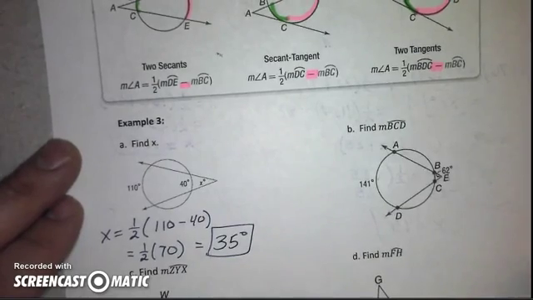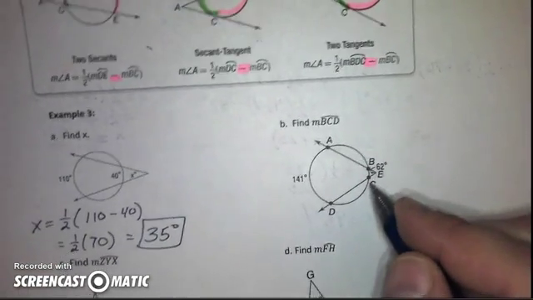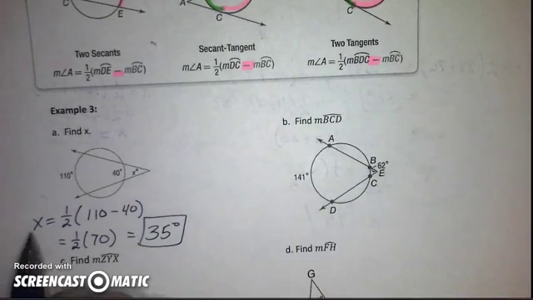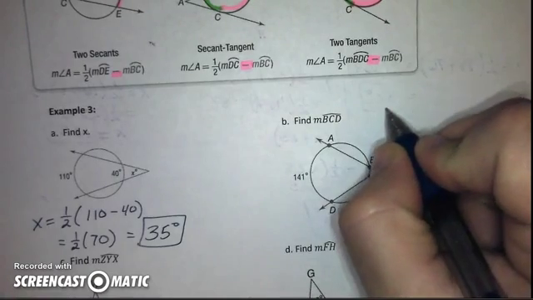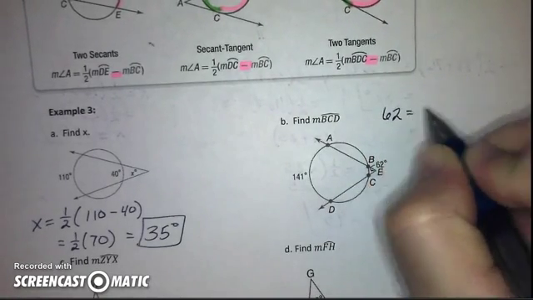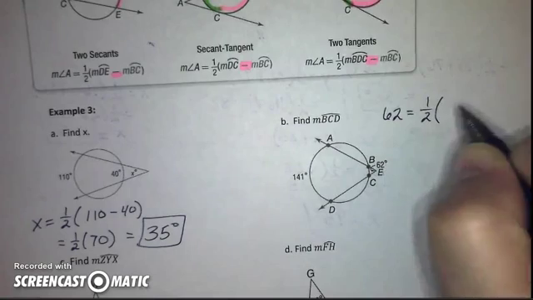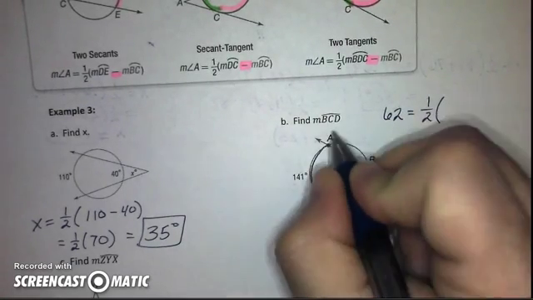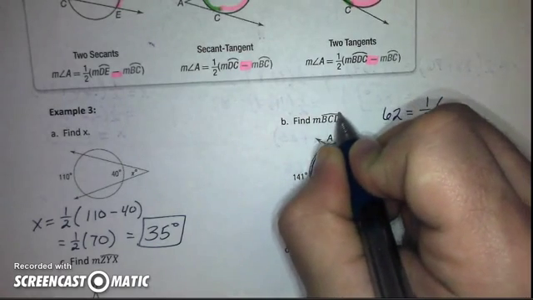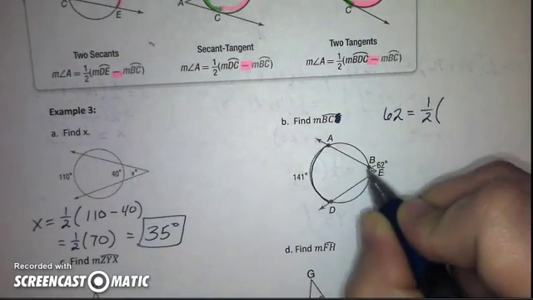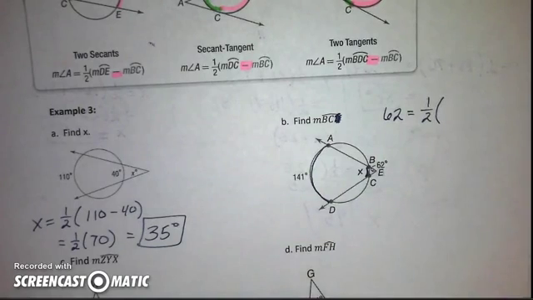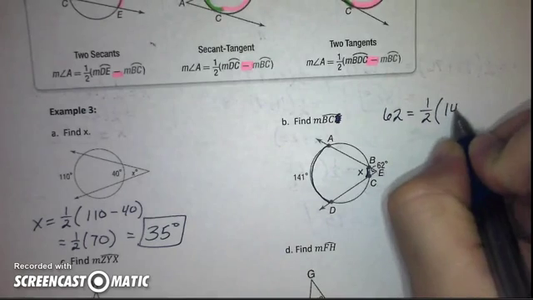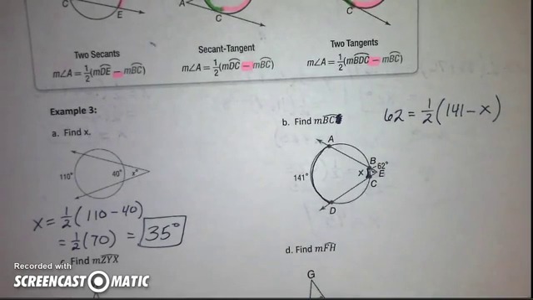Okay? But on part B, we do this a little bit differently. On part B, they give you the angle measure, so you don't set it up as x equals, we set it up as 62 equals, still do the 1/2, but now we are given this 141 degree arc, but we are looking, this is a typo by the way, we should just be looking for the measure of arc BC. So let's call that x. So we want to take the difference of these 2 numbers, and so we will do 141 minus x.